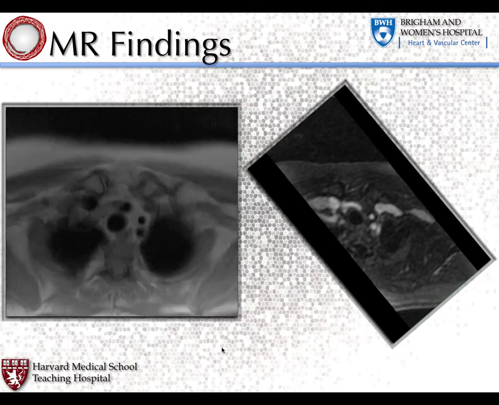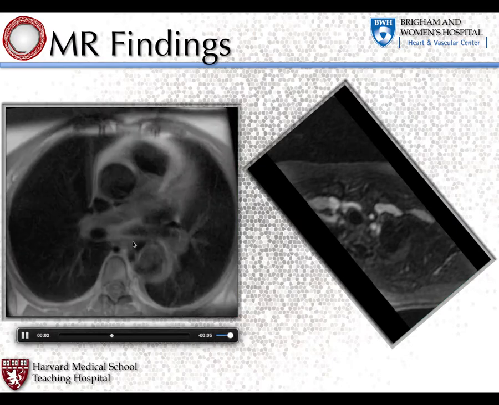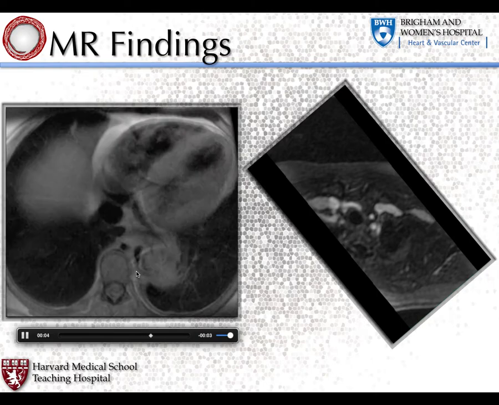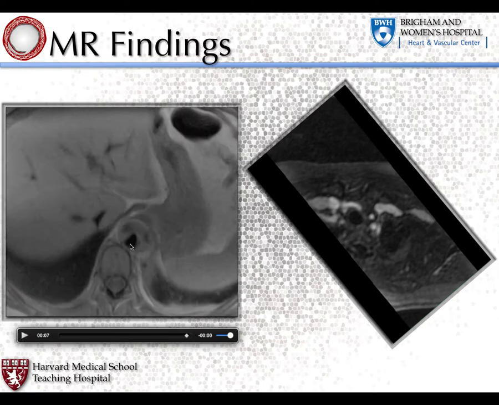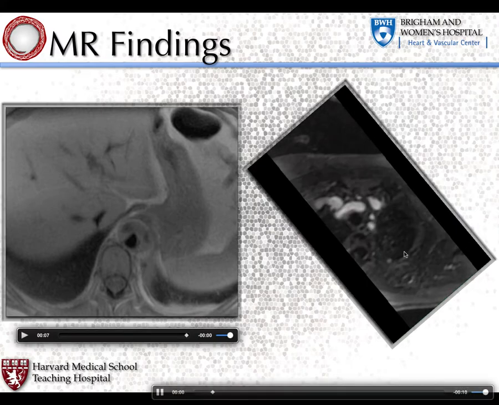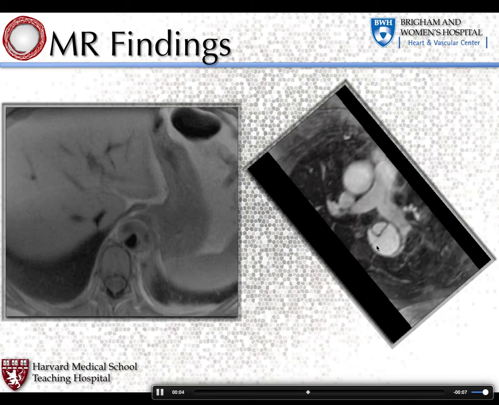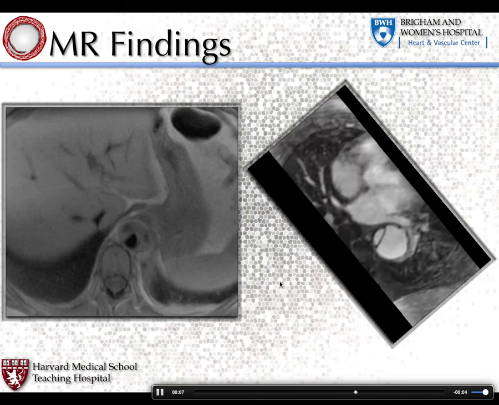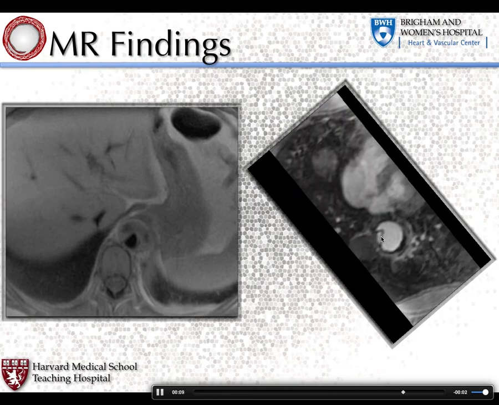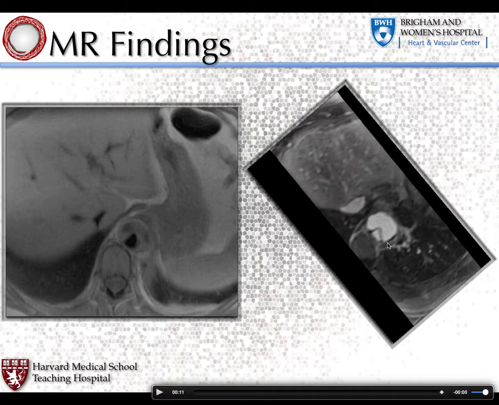MR findings. Again, we want to directly visualize the flap. We see the true lumen here, which has higher flow, so less artifact in this particular pulse sequence than the false lumen. Here is a contrast-enhanced MRA sequence where we should have equal opacification of both lumens. So we see the smaller true lumen. We do see a little bit of mural thrombus in the false lumen, which can happen.